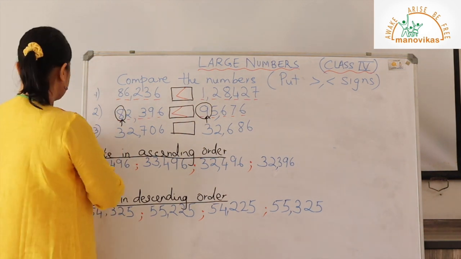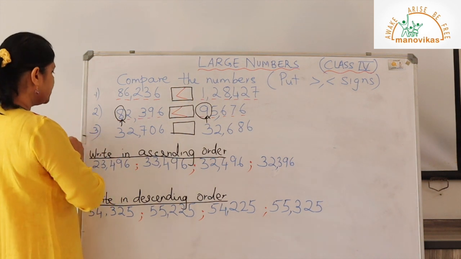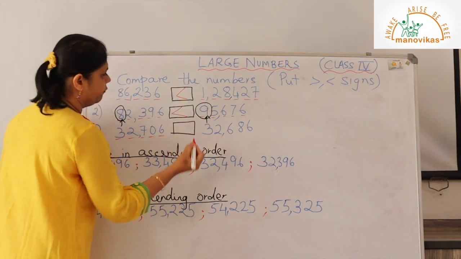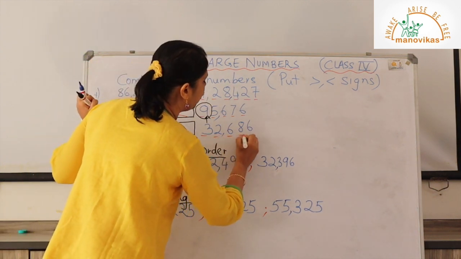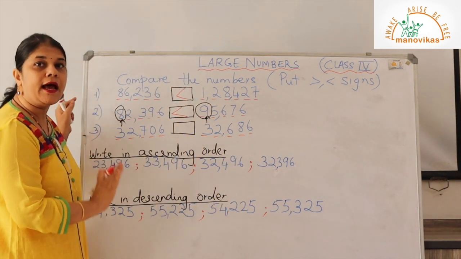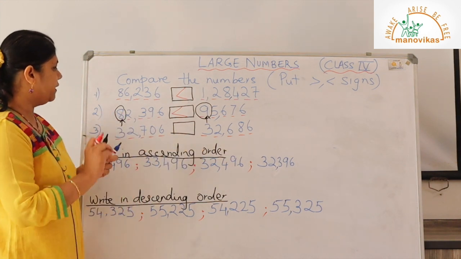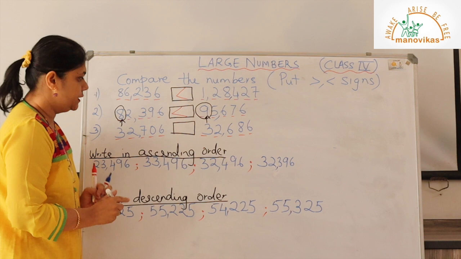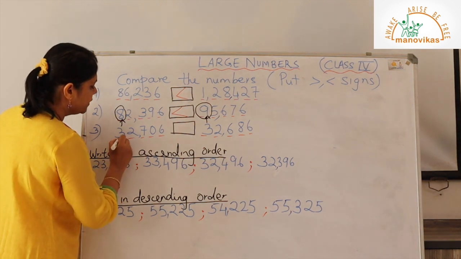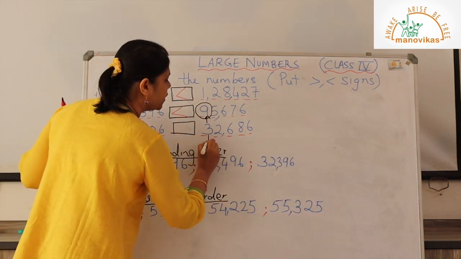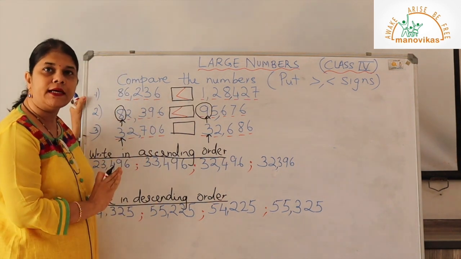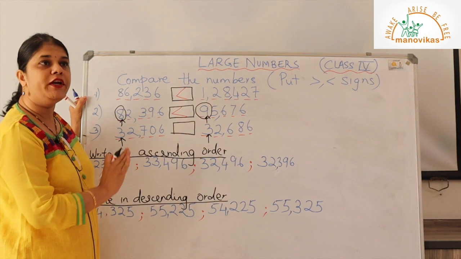In this case also, how many digits are there? 1, 2, 3, 4, 5. Again, there are 5 digits in both the given numbers. Now, we will check the leftmost digit. The leftmost digit is 3 here. Here also it is 3. So, can you say which number is greater? No. So, what do we do next?